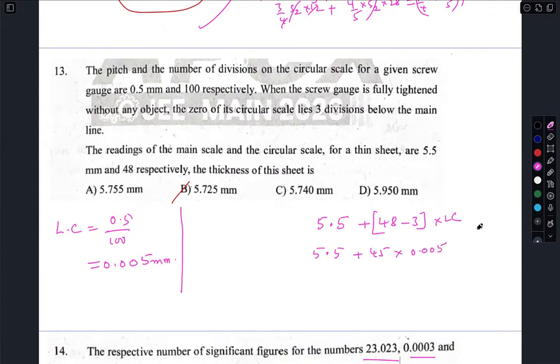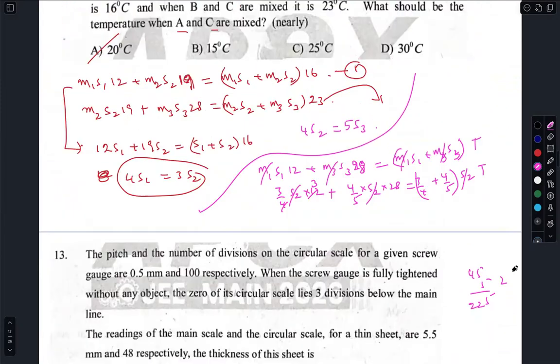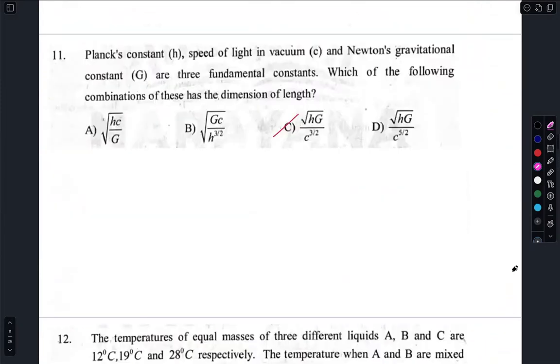0.005. 45 fives, 225. So this will be 5.500 plus 0.225. This will become 5.725 mm. Right. 13 done.